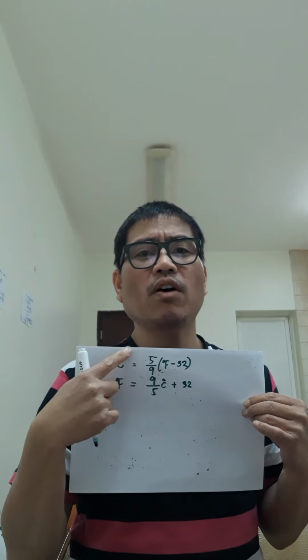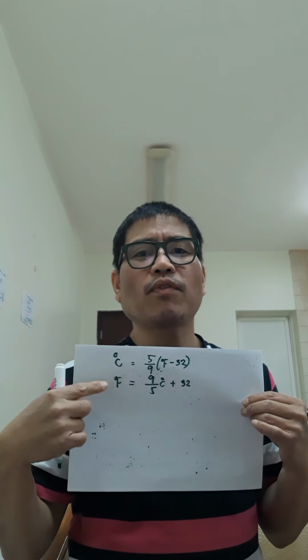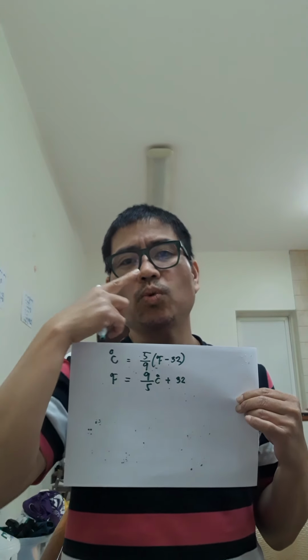Celsius equals 5 over 9 times degrees Fahrenheit minus 32. Fahrenheit equals 9 over 5 times degrees Celsius plus 32. Okay, like that. And now we go to the Kelvin.